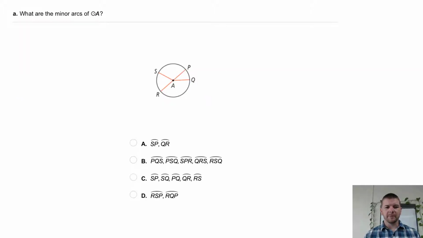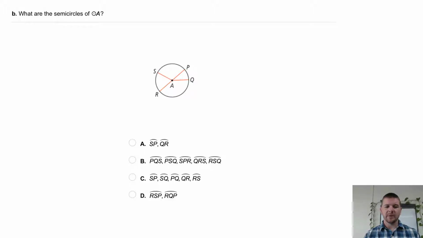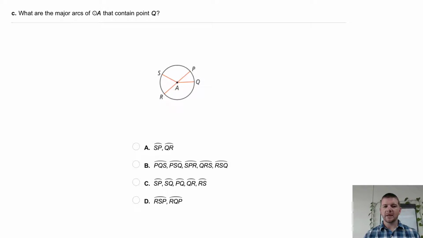Your turn. Part A. What are the minor arcs of circle A? Part B. What are the semicircles of circle A? And part C. What are the major arcs of circle A that contain point Q?